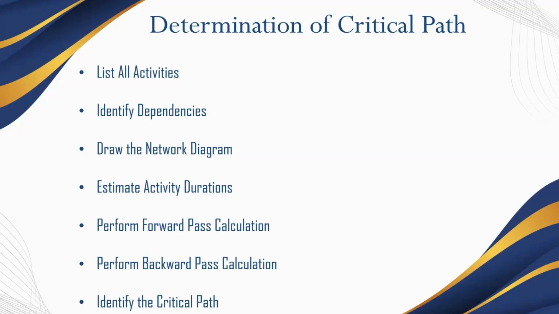Identify the critical path with zero slack. Slack is the difference between the LF and the EF, or the LS and ES. On the critical path, it is zero.